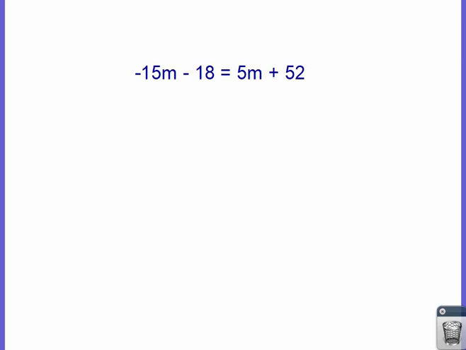Okay, negative 15m minus 18 equals 5m plus 52. Now the first thing I see in this particular problem is I see a minus. And I know I like to change subtraction to addition, next number to its opposite, to prevent making careless mistakes. And that's the only reason why I do that. Okay, so again, I like my letters on the left, so I'm going to move this 5m over to be with that negative 15m. So I start at the equal sign and I start working on the right-hand side.